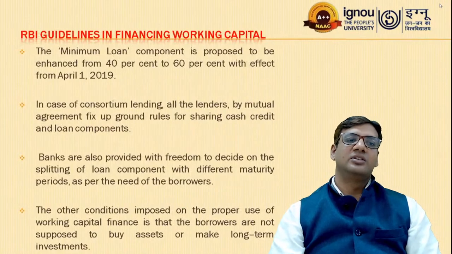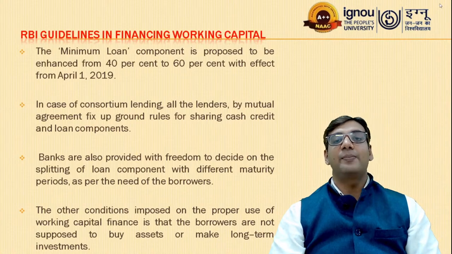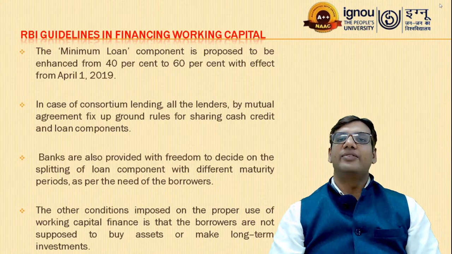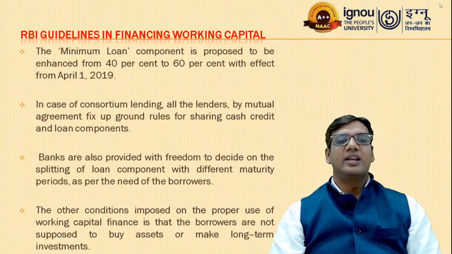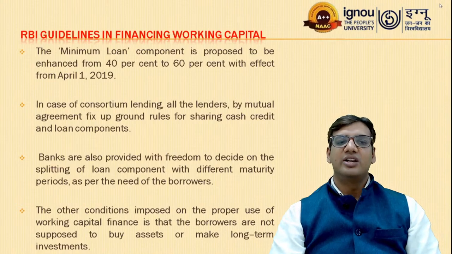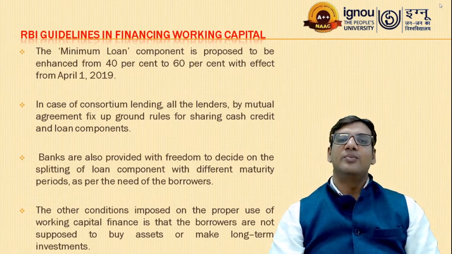Next point, the minimum loan component is proposed to be enhanced from 40% to 60% with effect from April 1st, 2019. Next point, in case of consortium lending, all the lenders by mutual agreement fix up ground rules for sharing cash credit and loan components.